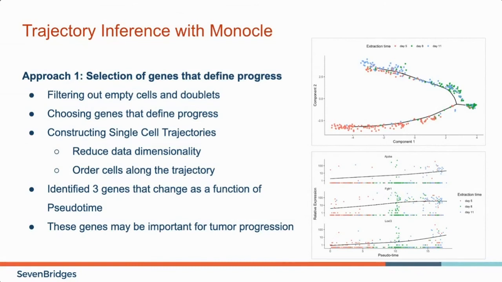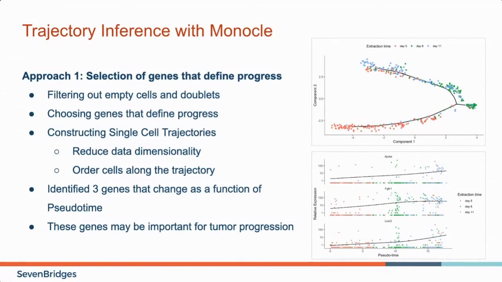On the top right plot, we show a trajectory along which Monocle placed individual cells, and selecting differentially expressed genes at the beginning of the analysis, we enforce this trajectory to be in alignment with changes in endothelial cells over time.